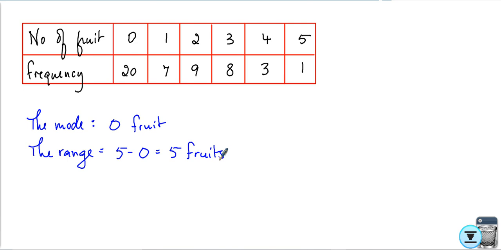So to find the mode, you look at the highest frequency. So it's 0. The range is the difference between the two extremes. The two extremes were 0 and 5. So the range is the difference between the two extremes. Okay? So that's one example. I'm going to do another example, and that will be enough.